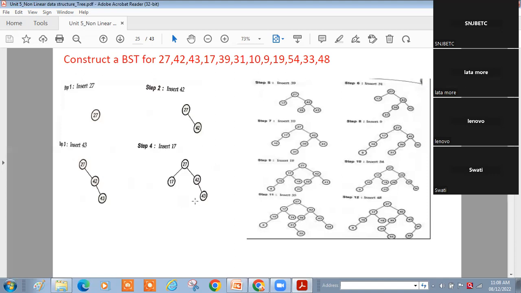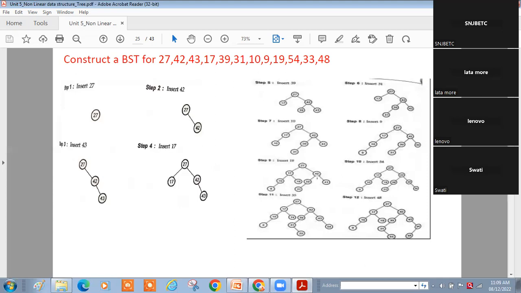Similarly, observe it for 10. So where 10 is kept, 10 must be kept on the left hand side. Next is for 9. Again it is less, so again left hand side. Now next after 9 we are having 19. So for 19 I will show you one comparison.